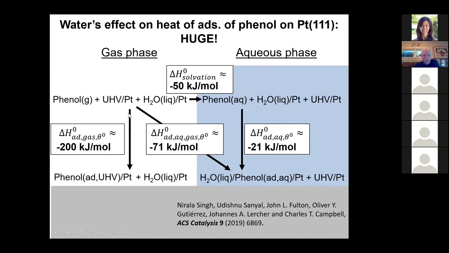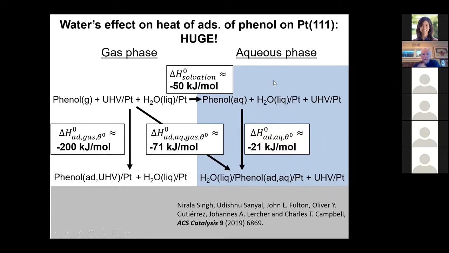Let me explain how we get this number. We have an equilibrium constant that we measured for this, and a delta G0 that we measured for this. And we could get the delta S from the Henry's law data for this step.